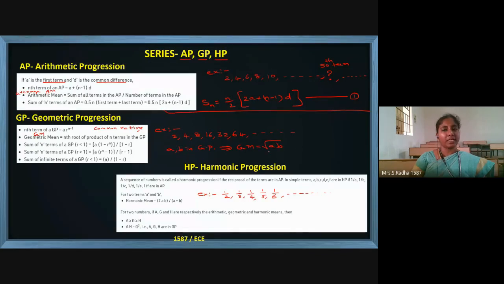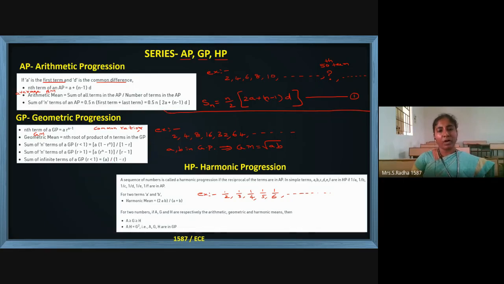All these things you studied in class 9, 10. So this is the formula for geometric mean if you have two numbers. And the sum of n terms formula is a into 1 minus r power n by 1 minus r if the ratio is less than 1. If the ratio is greater than 1, you have to put r power n minus 1, and the denominator also r minus 1. This is about sum of n terms in geometric progression. If the sum of infinite terms is required, then the formula is a by 1 minus r. This is about sum of infinite terms.